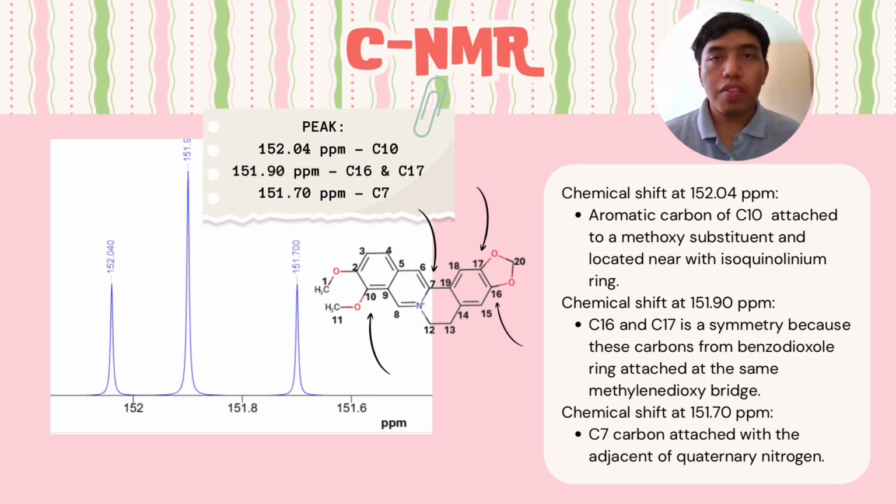Next, we can see three distinct signals in the 151 to 152 ppm range. First, carbon 10 appears at 152.04 ppm due to its methoxy attachment on the central ring system. Then, at 151.90 ppm, we can see overlapping signals that produce one peak that represents both carbon 16 and carbon 17 from the benzodioxole ring. And finally, carbon 7 absorbs at 151.70 ppm, adjacent to the quaternary nitrogen.